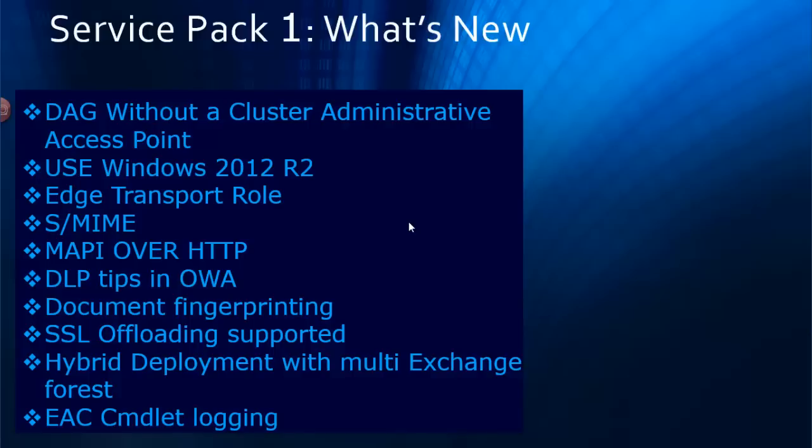And the new feature that is coming is EAC commandlet logging. So when you run something from Exchange Admin Center, you don't see the commands, what command it ran. I mean, when you click anything, like create a DAG, create a database, you click on plus and it creates a database. What's happening in the end? It's a PowerShell script which is running.